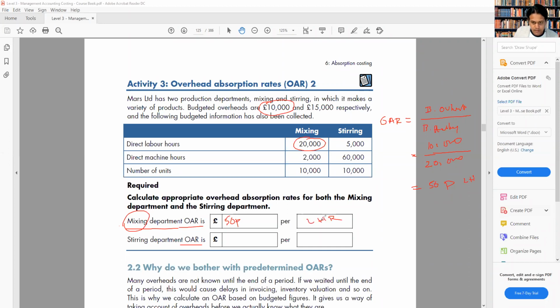On the other hand, for the string department, we have the overhead of 15,000 from the question, and we have 60,000 machine hours, and that gives us 25 pence per machine hour. So 25 pence per machine hour. That's a very simple question, it's not difficult. So let's move on to the next one.